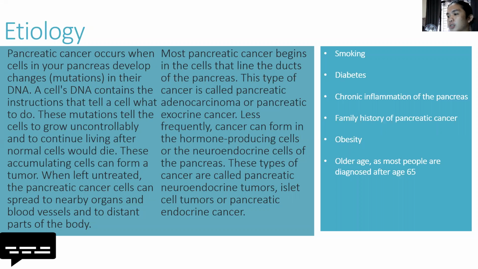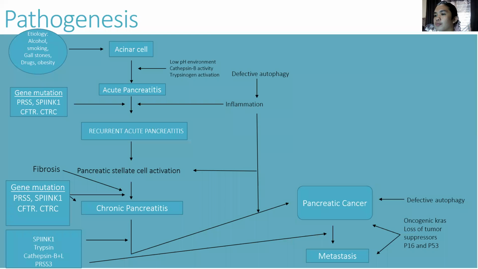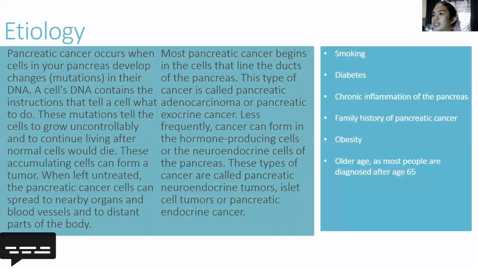So these are the factors that may have caused you to have pancreatic cancer. First one is smoking, diabetes, chronic inflammation of the pancreas, family history of pancreatic cancer, obesity, and older age, as most people are diagnosed after age 65.